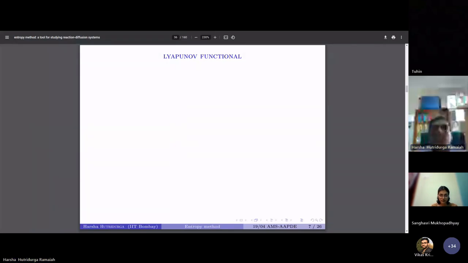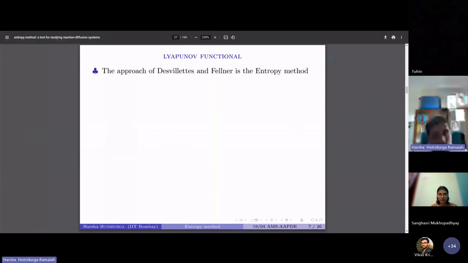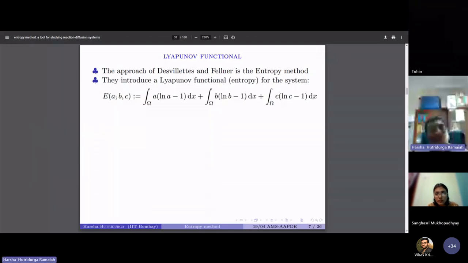Okay? And the method that they used goes under the name of the method of entropy, and that's what we will try to understand. So what they did is, associated with these three functions A, B, C, you define a functional E. This functional E is essentially given here. It's the integral of A log A minus A integrated in the X variable. Similarly, B log B minus B and C log C minus C. Okay, you got this expression for the functional E.